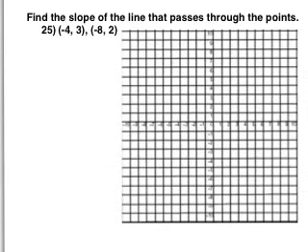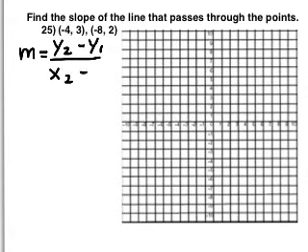Finding slope. Now, we don't need the graph points to find slope. We use our equation for slope. M equals y2 minus y1 over x2 minus x1. And that's what we did actually in the previous problem, and it works quite well. But after I do this, I'm going to explain why it works.